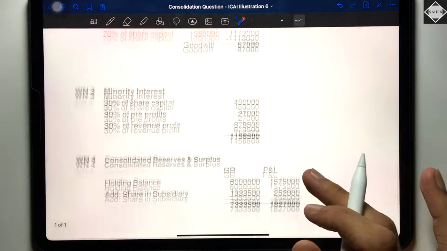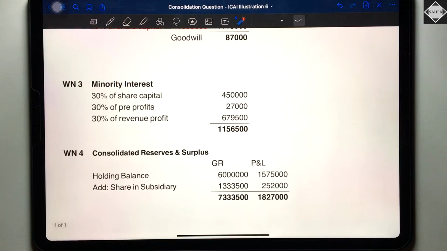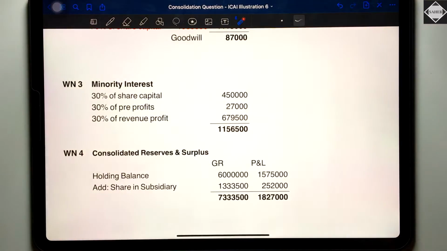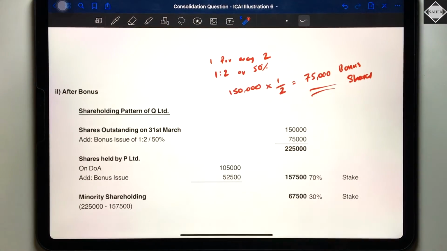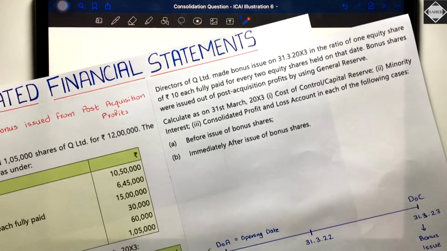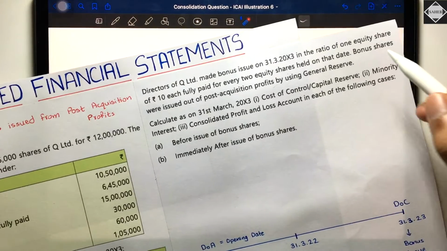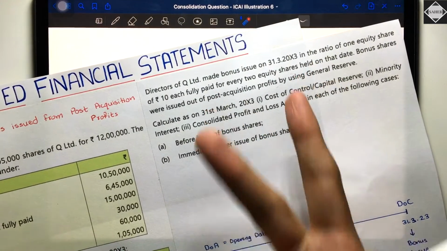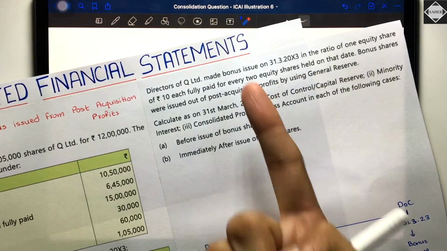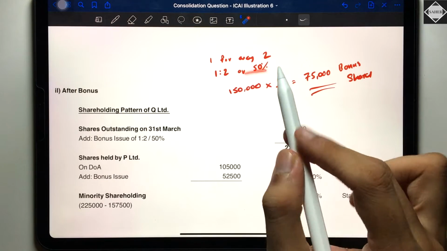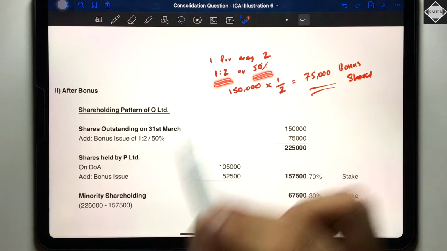Now let's just move on to case B, or you can say case 2, that is immediately after the issue of bonus shares. Here we have the solution of the second case, or case B, which is we have to solve the question immediately after the issue of bonus shares. It's really simple. First, let's see how much bonus issue has happened over here. It is 1 equity share for every 2 shares, isn't it? If you have 2 shares of the subsidiary company, then you will get 1 share for free. That's the ratio of the bonus, 1 for every 2. Mathematically, we write that as 1:2 or 50%.